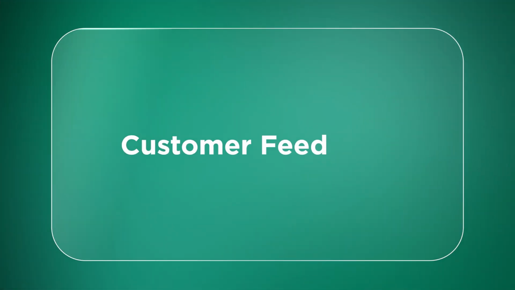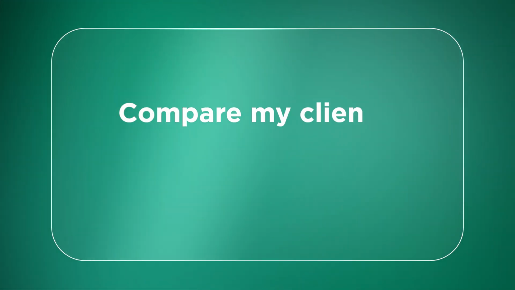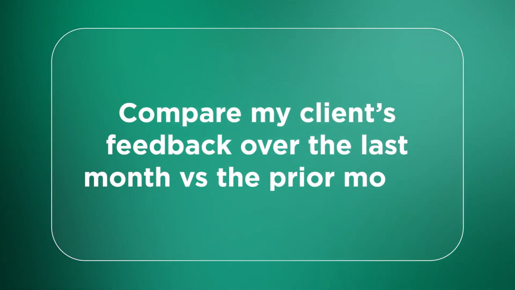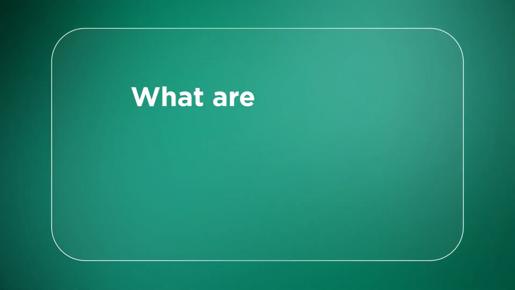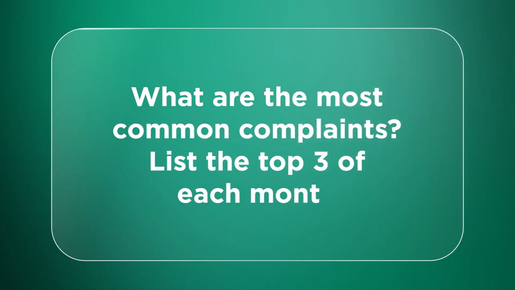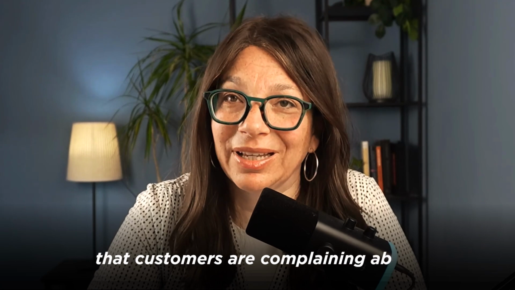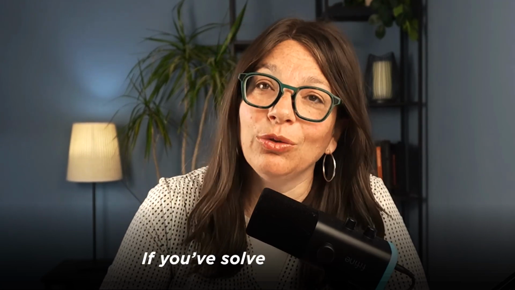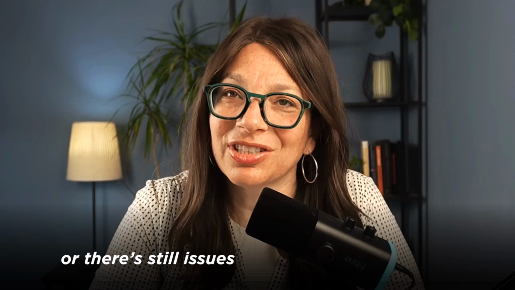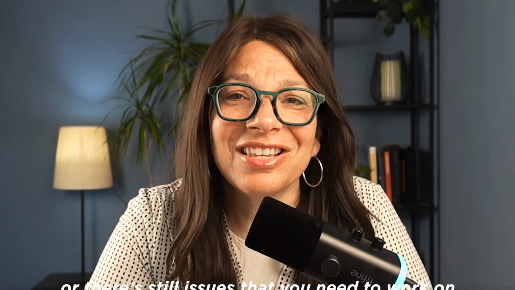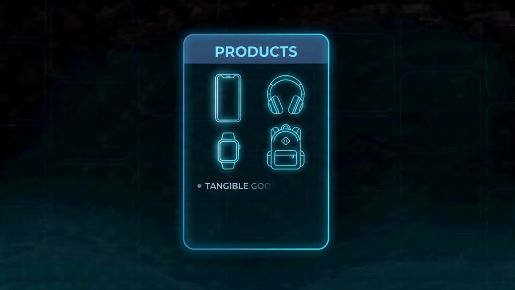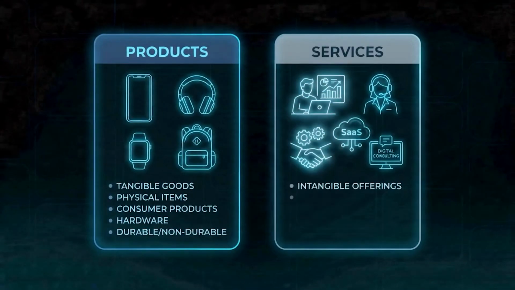The third workflow that you can set up is regarding customer feedback. You can write a prompt something like this. Compare my client's feedback over the last month versus the prior month. What are the most common complaints? List the top 3 of each month. This will allow you to compare if the things that customers are complaining about or not happy about, if you've solved those issues or there's still issues that you need to work on. This is just going to help you build a better product or have a better service for your clients.